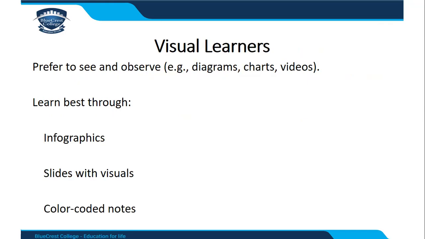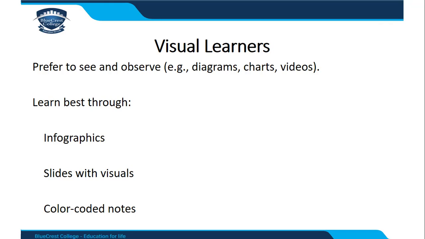So visual learners are learners who prefer to see and observe. Okay, so for such learners, you would have to provide diagrams. If there are any, you have to provide charts. You have to provide videos, pictures. All right. And that is how they are able to learn. As they see those images, as they see the videos, and as they watch the diagrams, they are able to relate with the content that you are sharing.